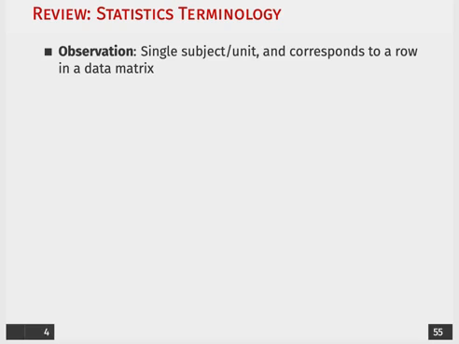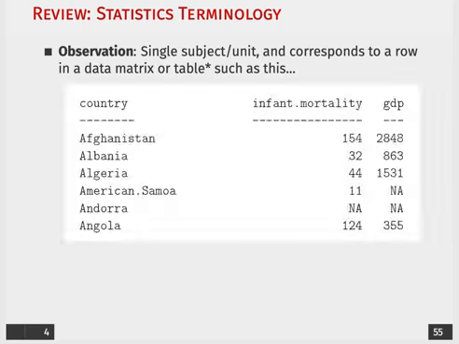Now, once we have our variables, we have to have some unit of observation. And this is a single subject, and the easiest way to think about this is going to correspond to a row in a data matrix where each row is a single person or an observation, and our columns are going to be our different variables. In R, we can imagine our tables or our matrices looking something like this.